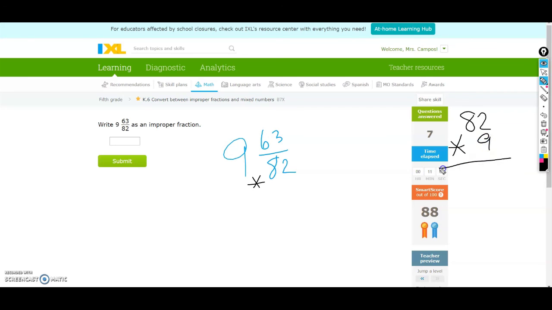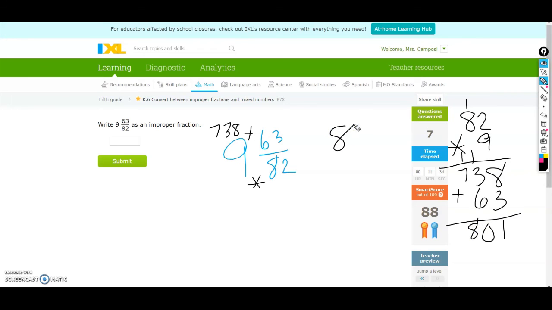82 times 9. And this is giving you extra practice with your multiplication as well. 9 times 8 is 72, plus 1 is 73. So I have 738. Now I need to add that to 63, so I'm just going to add it on over here. 8 plus 3 is 11. 6 plus 3 is 9, plus 1 more is 10. 7 plus 1 is 8. So I have 801 82nds.